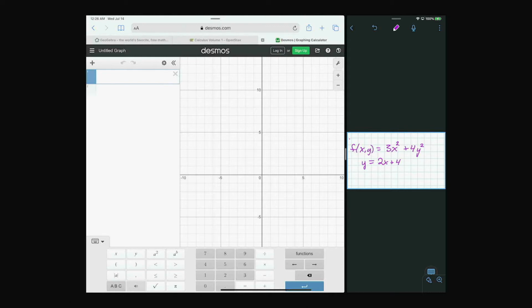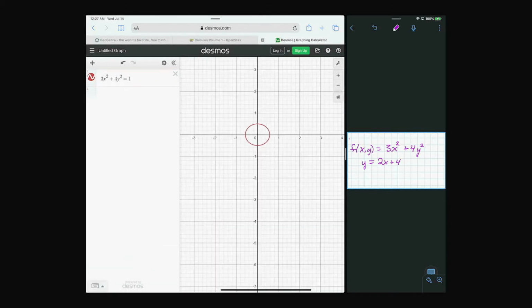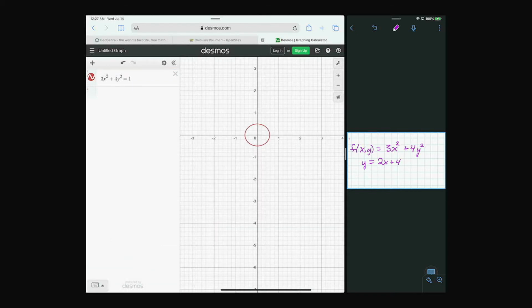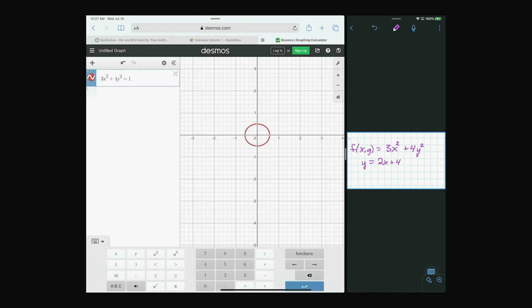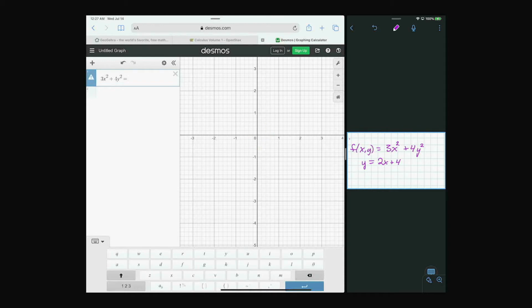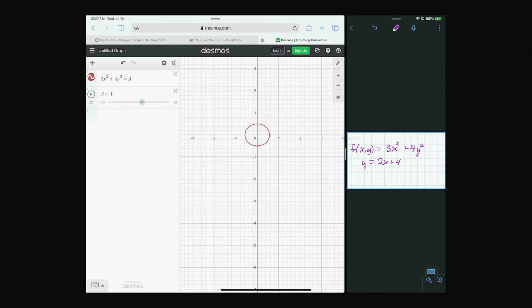So a level curve of that function looks like this, like 3x squared plus 4y squared. And then if you do equals something, then you get the curve. And so they're ellipses, right? And if you change that number 1 to a variable, like call it A or something, I can add a slider there. And these are your level curves.